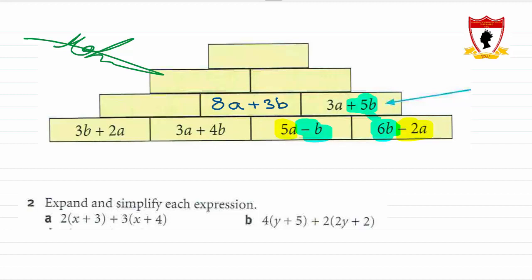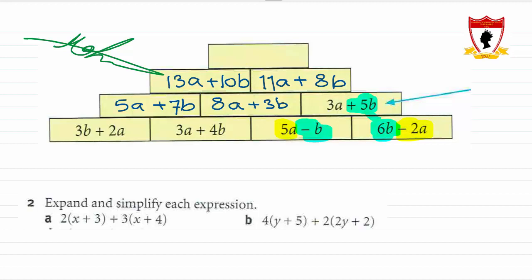For this one, 3b with 4b, it will be 7b. And 2a with 3a is 5a. The 7b is positive because 3b and 4b both are positive. For this cell, 5a with 8a, it will be 13a. 7b with 3b will be 10b. For the cell 8a plus 3a, it will be 11a. 3b with 5b is 8b.